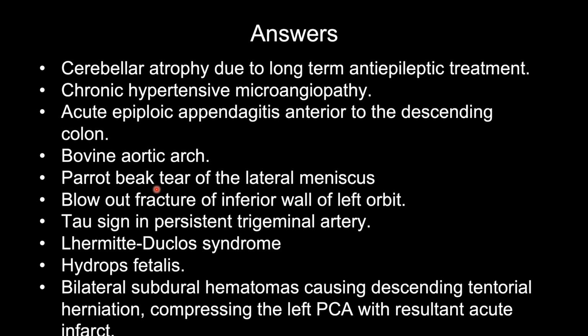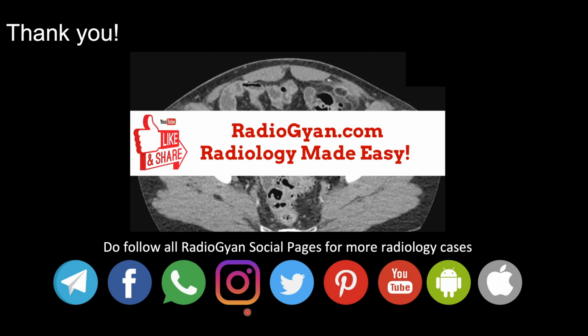Parrot beak tear, the menisci are a type of vertical tears, blowout fractures, and what is a trapdoor fracture, what is Lhermitte-Duclos syndrome, and what is COLD syndrome, what is hydrops fetalis, and what signs we should look for on antenatal ultrasound. And lastly, we discussed subdural hematomas, which were causing a lot of mass effect and acute infarcts.